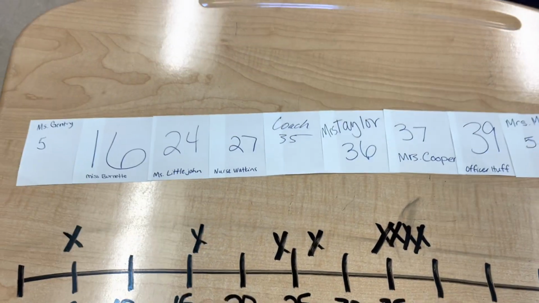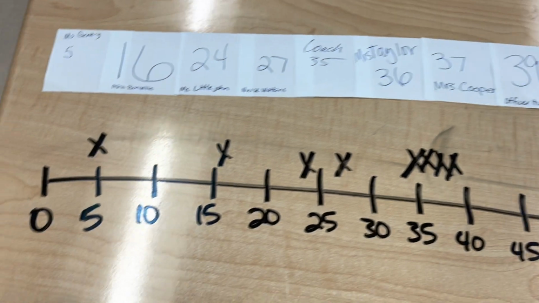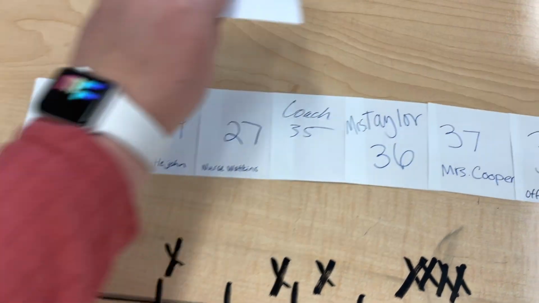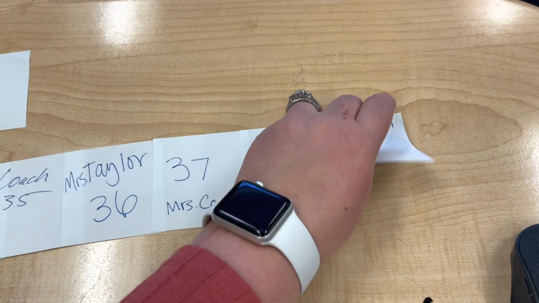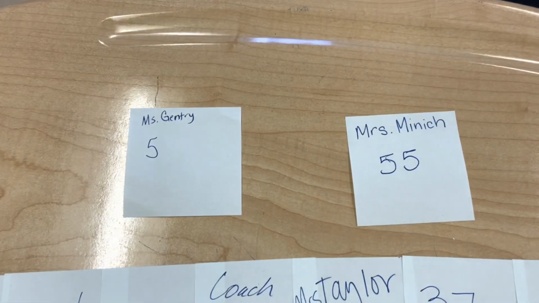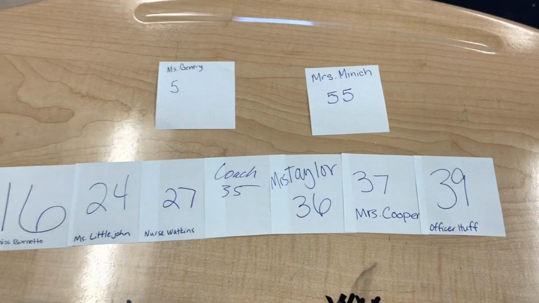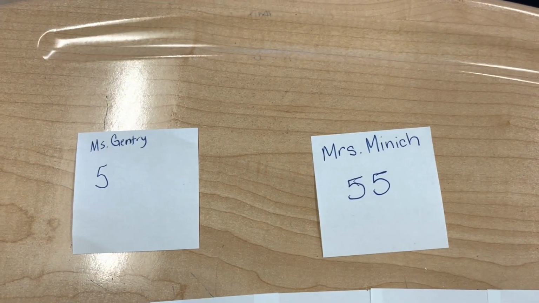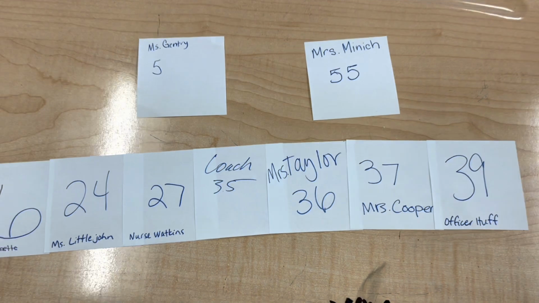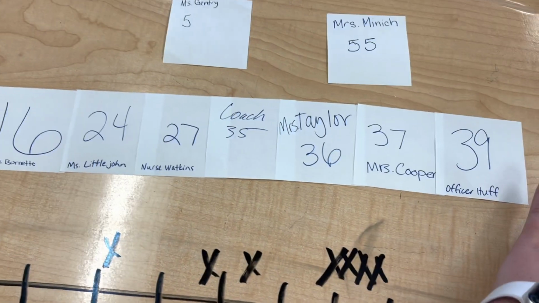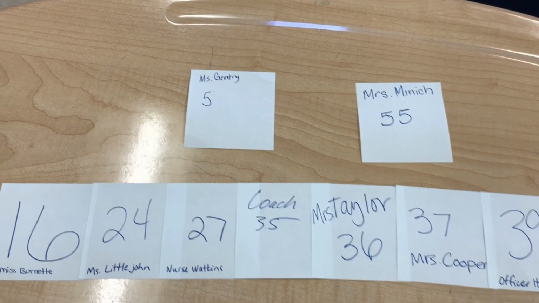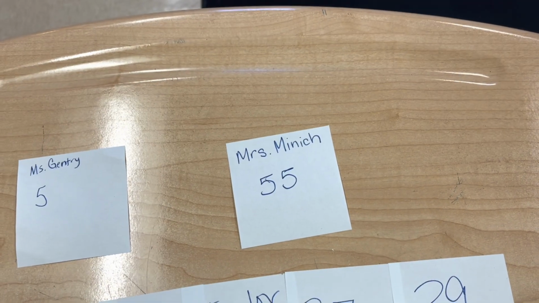So now that I've got all of my data in order from least to greatest, and I've got my line plot, I want to look at this number, which is Miss Gentry's 5, and this number, which is Miss Minnick's 55, okay? In terms of the data, so remember all of the numbers, that's our data. In terms of the data, what is special about these two numbers? What do they represent when we pull them back? If I were to put them back here and here, what do they represent in this set of data? They represent the smallest number and the biggest number, right?